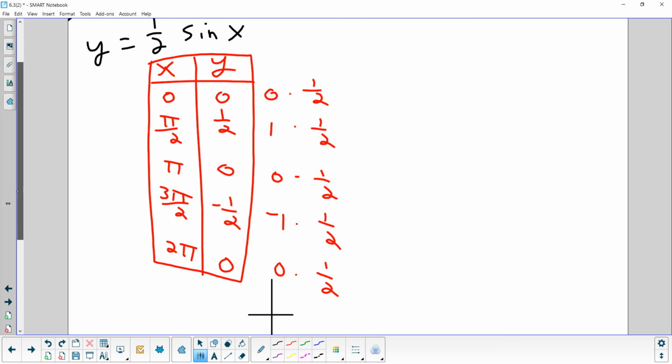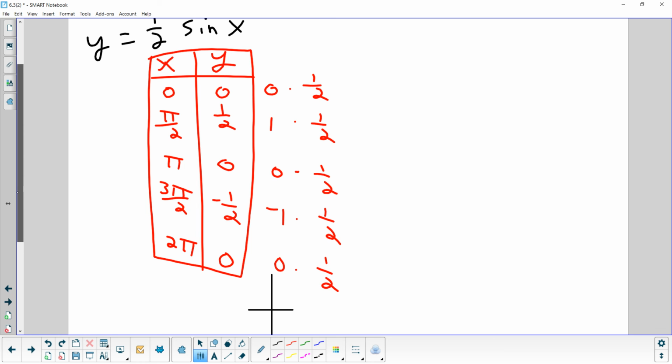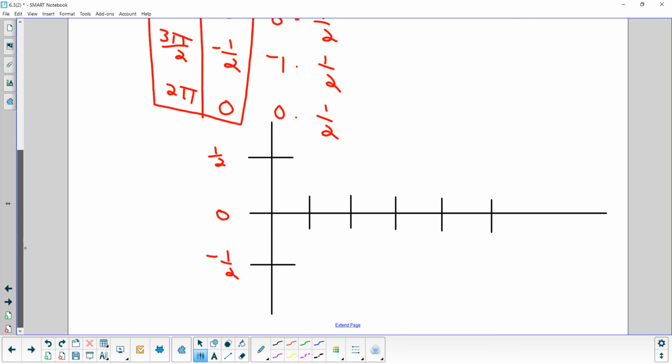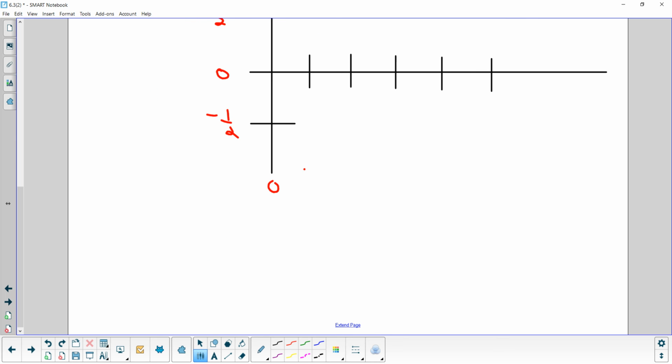Okay, questions on the table? All right, so I'm going to do the same type of scaling that I normally do. 0, 1/2, negative 1/2. Okay, I do need to label everything because if you don't put labels, then it's assumed you're going by ones. None of my tick marks here go by ones. All right, so 0, pi over 2, pi, 3 pi over 2, 2 pi.